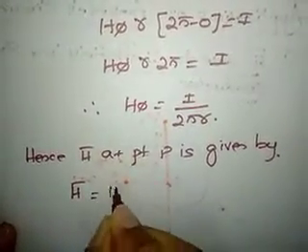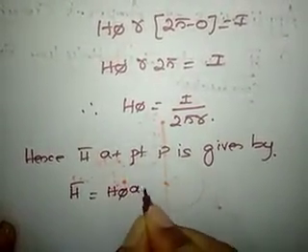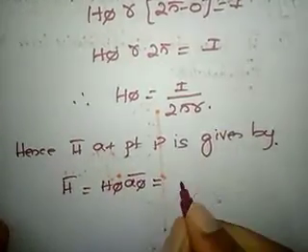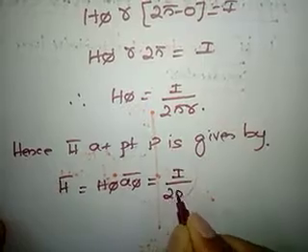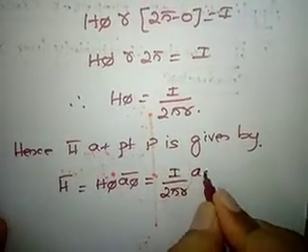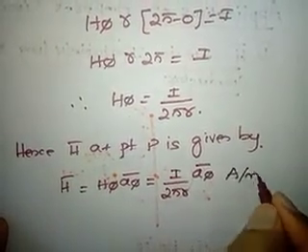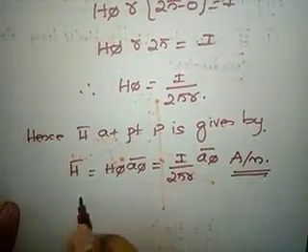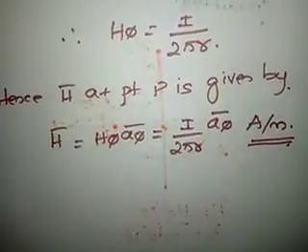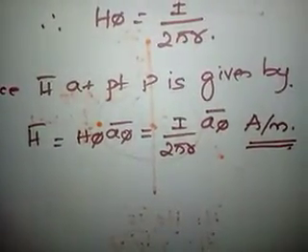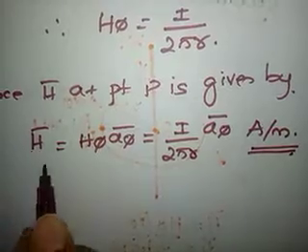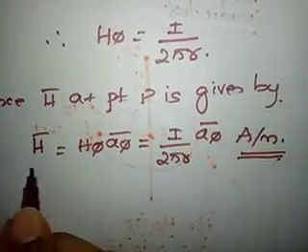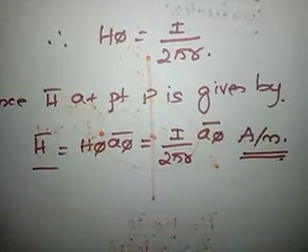H bar at point P, or the point of interest, is given by H bar equal to H-phi a-phi bar, because it exists along the tangential direction. H-phi we have calculated as I divided by 2 pi R, so H bar is I divided by 2 pi R a-phi bar ampere per meter. What is the unit of magnetic field intensity? Ampere per meter. So H bar due to an infinitely long straight conductor, by applying Ampere's circuital law, is I divided by 2 pi R a-phi bar ampere per meter.